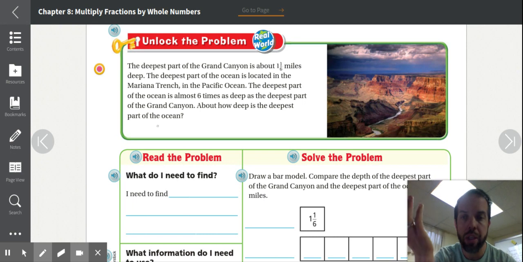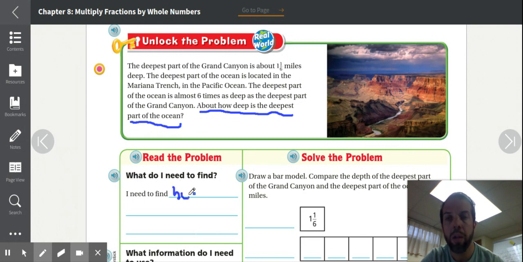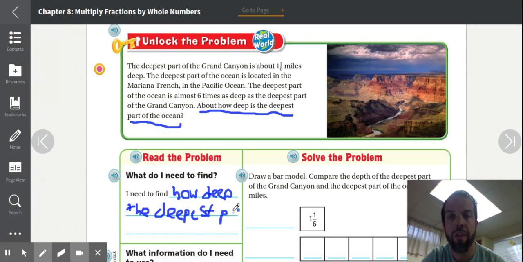So there's a few things here. The first thing I want to do, we're going to mark it up, but this question kind of asks us: what do I need to find? Well, it says I need to find about how deep is the deepest part of the ocean. So I'm going to underline that. And I'm going to write right here, I need to find how deep the deepest part of the ocean is. So we know the Grand Canyon is 1 1/6 miles deep, about. I want to know about how deep the deepest part of the ocean is. That's the question in this problem.